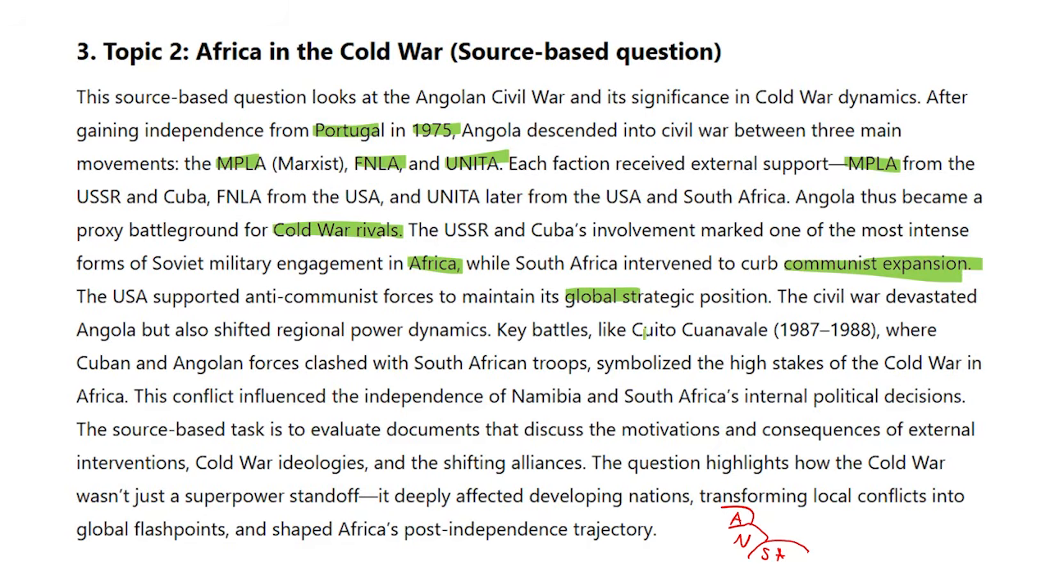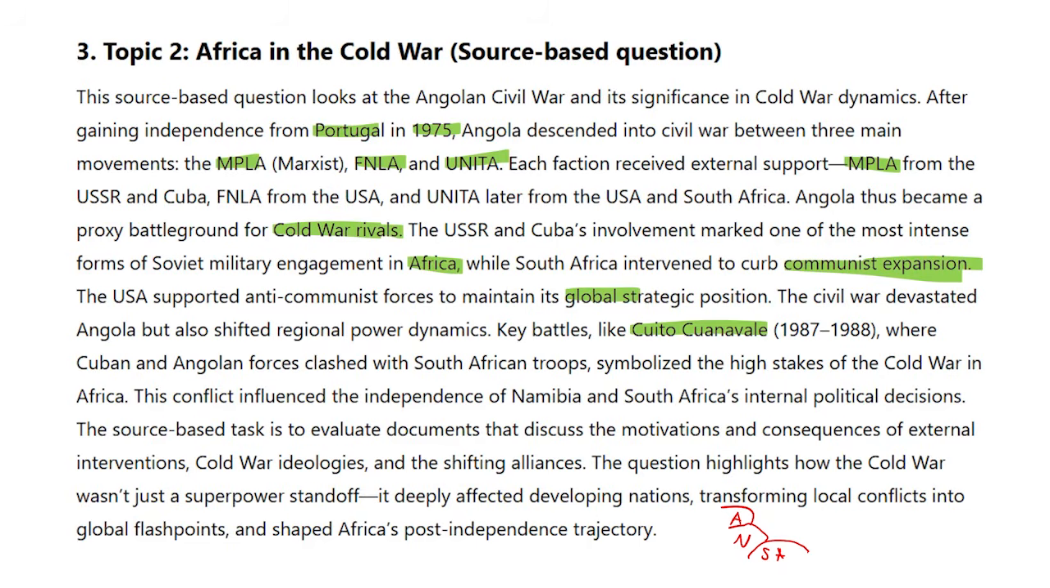So key battles like this one here in Cuito Cuanavale from 1987 to 1988, just before the Cold War ended in 1989 with the fall of the Berlin Wall and all that jazz, where Cuban and Angolan forces clashed with South African troops, and this symbolized the high stakes of the Cold War in Africa. This conflict influenced the independence of Namibia and South Africa's internal political decisions.